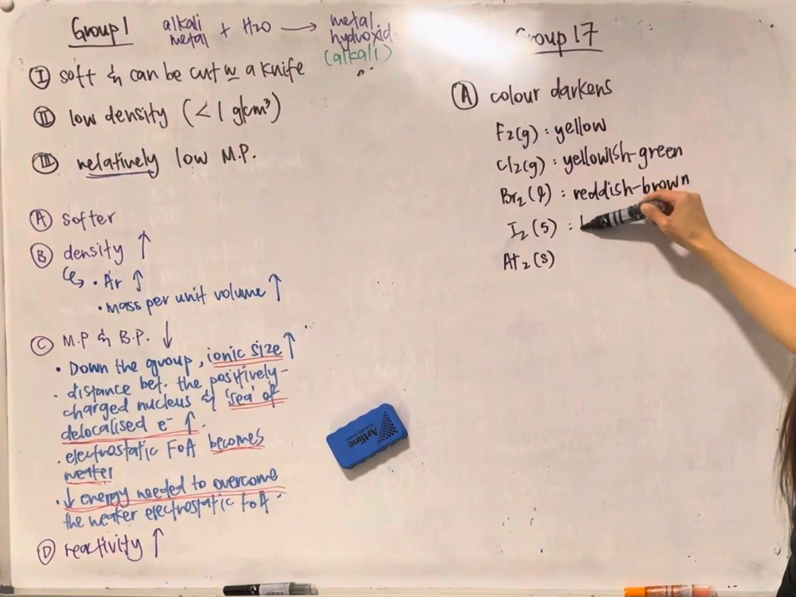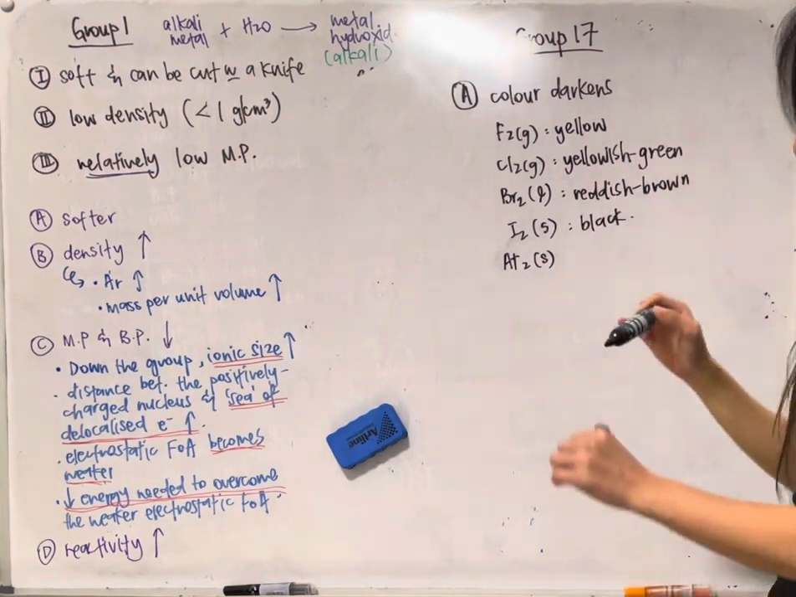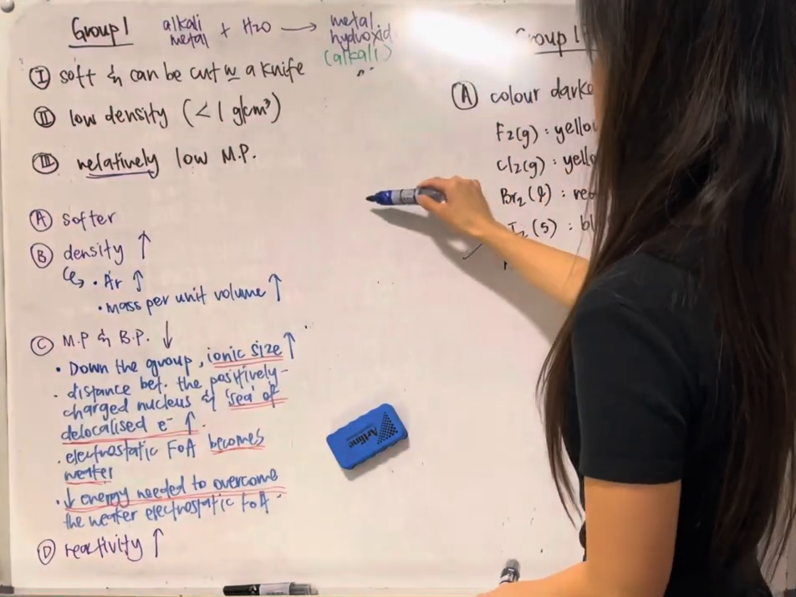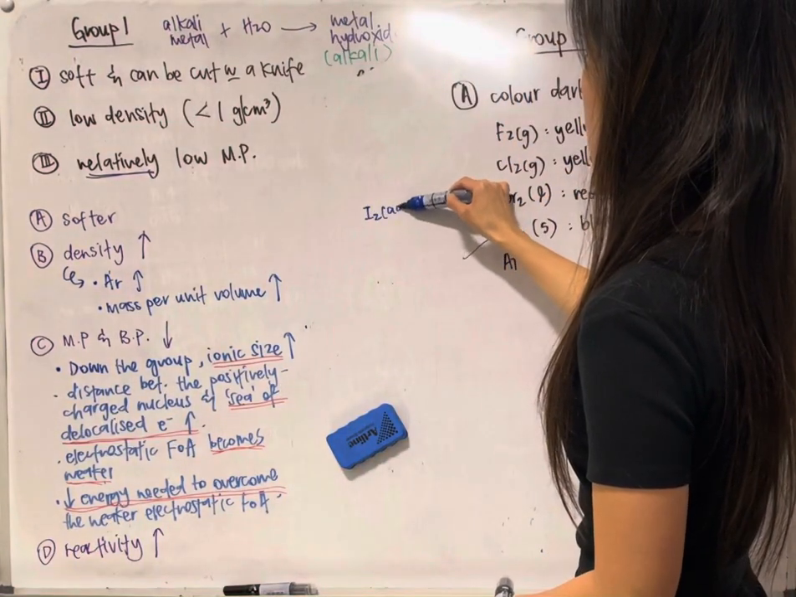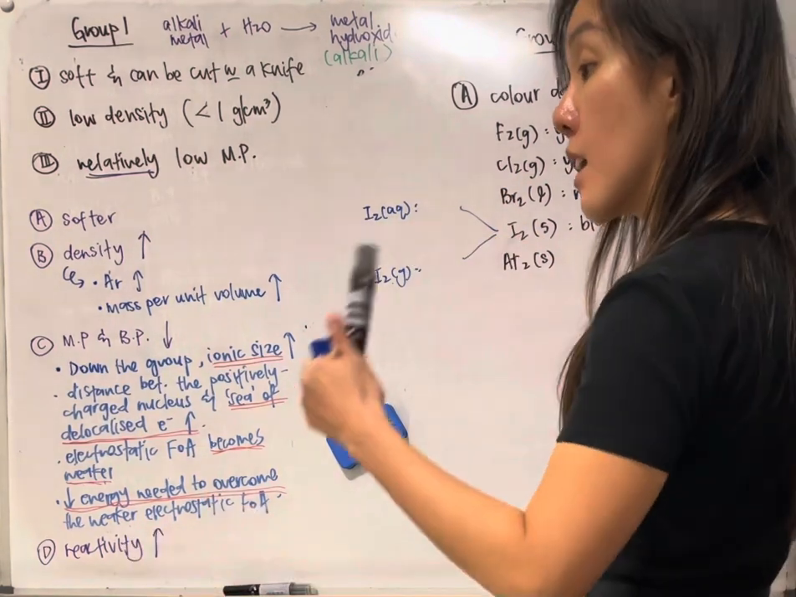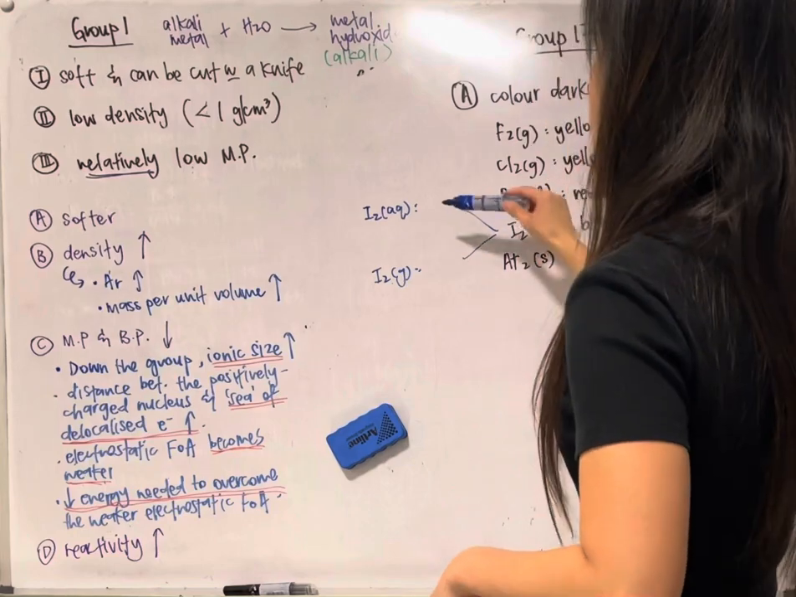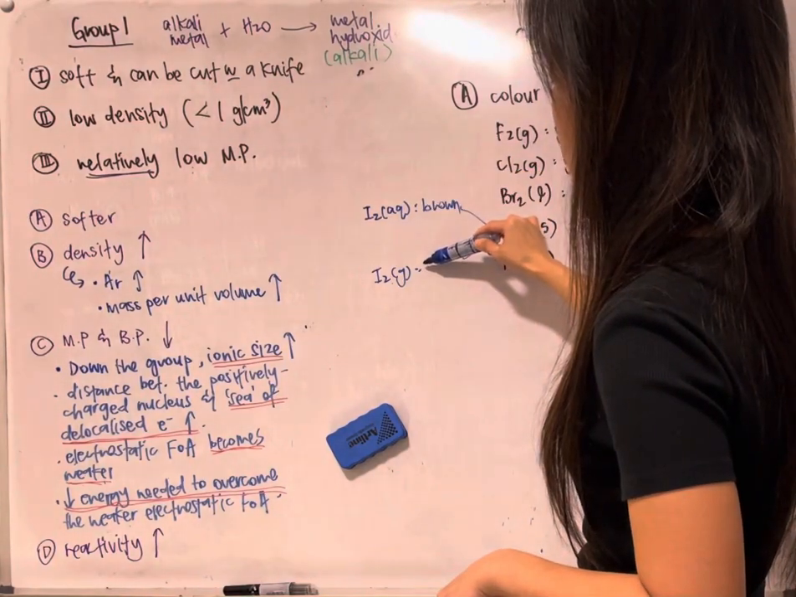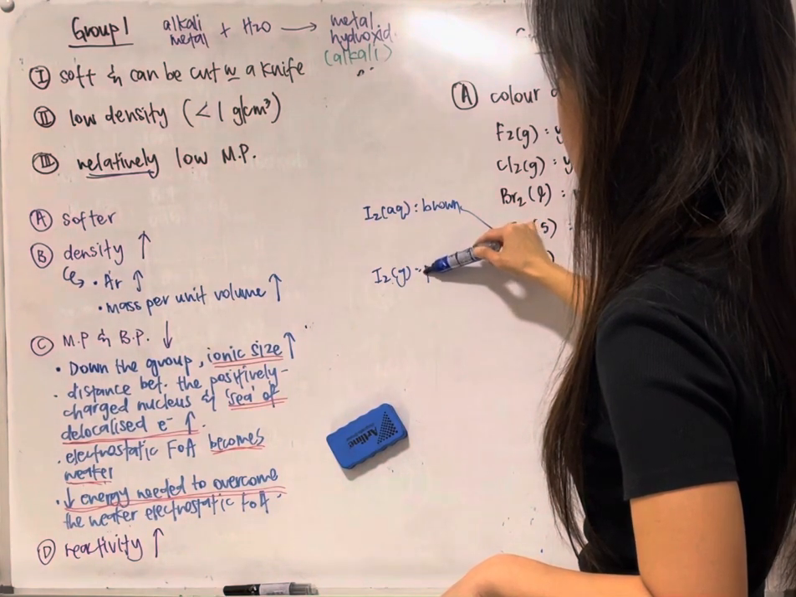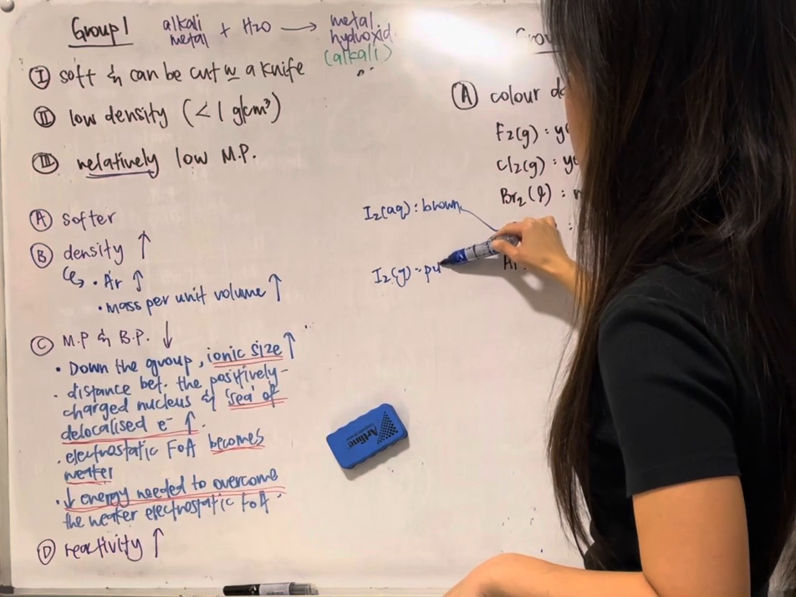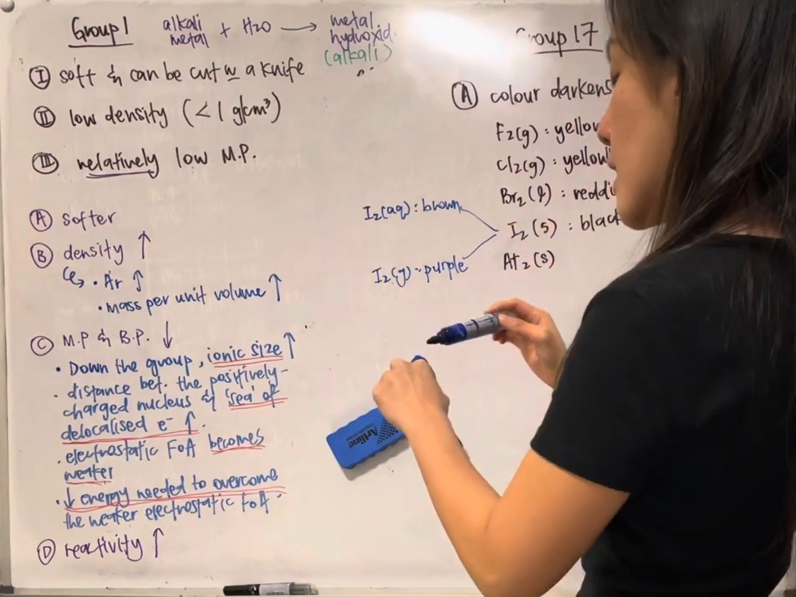Black in solid state. However, I want you to write at the side for me. You are also expected in the syllabus to know the color of iodine in aqueous as well as in gaseous state. Do you know what's the color of aqueous iodine? Brown. And then what's the color of gaseous iodine? Brown? No. Yellow? No. Pink. Purple. Or you write violet, I also accept.